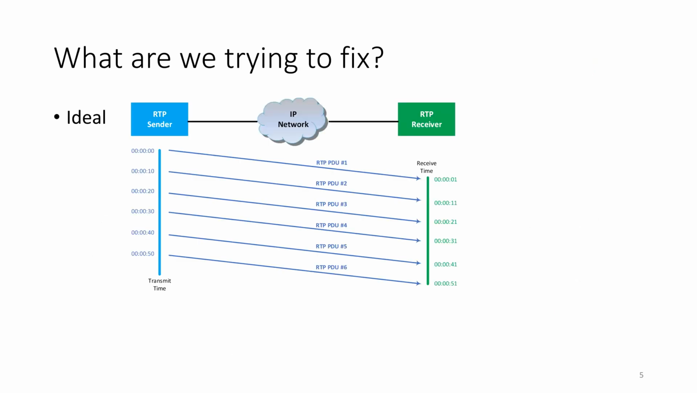So with RTP, what are we really trying to fix? Well, this is the ideal situation where we want to send real-time information from a sender or a transmitter to a receiver. And with that, that sender is going to generate packets, in this case, RTP PDUs, and of course the PDU is a packet, at some fixed interval. And ideally, in the ideal network, those packets are going to arrive in the same uniform pattern that they were sent. Of course, there will be some delay.